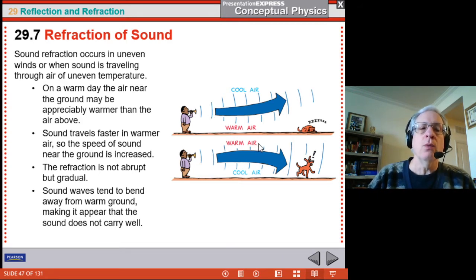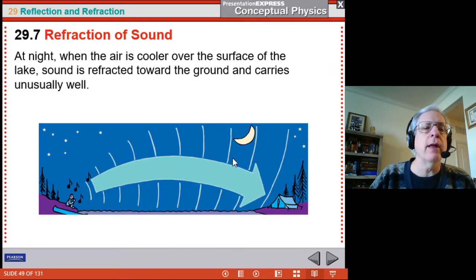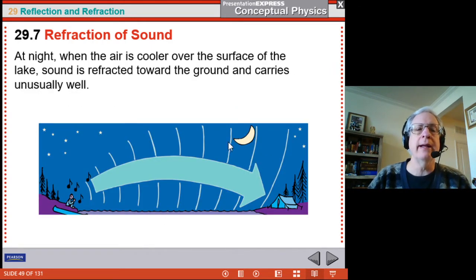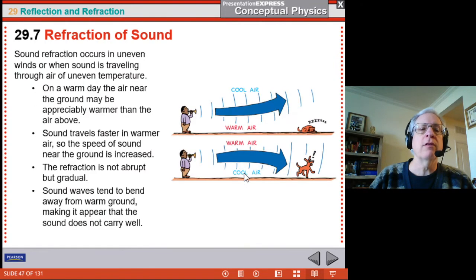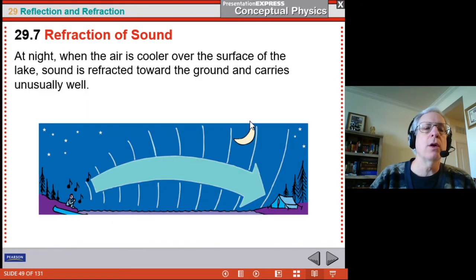Now, on a warm day, when the ground is cooler, the dog can hear you a long way. A good example of that is when you have a cold lake. At nighttime, the lake stays warm and the air stays cool. So since the air is cooler and the lake is warmer, if it's a warm day, then this should actually be the other way around.